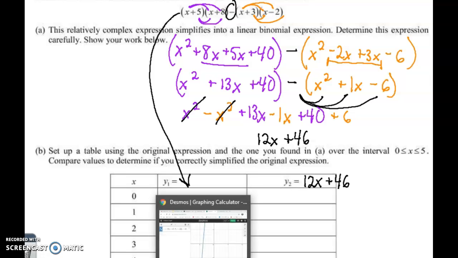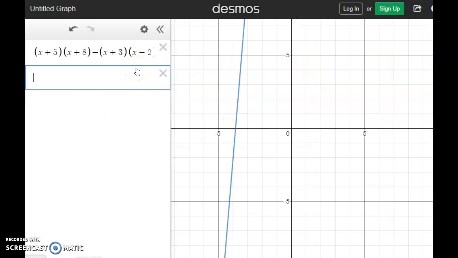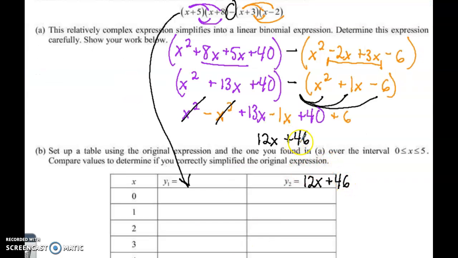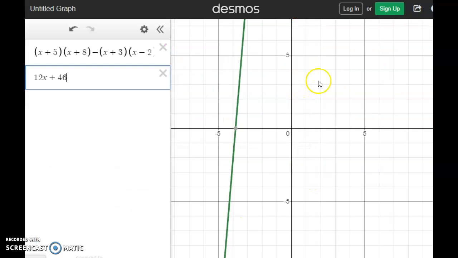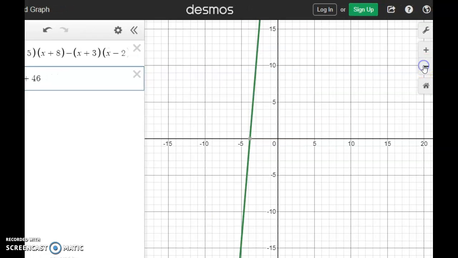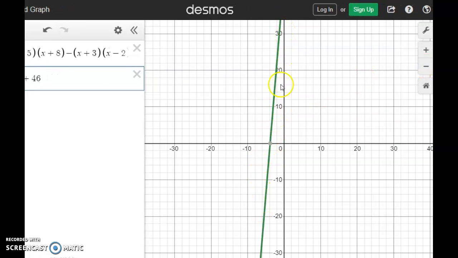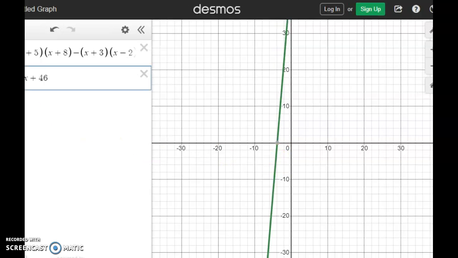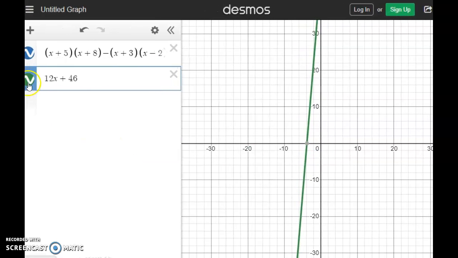And then I'm going to create a second equation. That is that 12x plus 46 from right here. So now I could look at the graph. Like let me move my thing over. I could zoom out and you could see that they line up perfectly with each other. How do I know they line up perfectly? Well, if I click at this, green is falling directly on top of this blue.